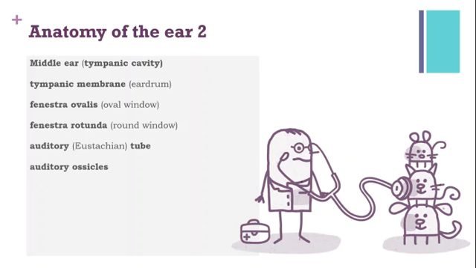Extending across the middle ear and attached to it by ligaments are three tiny bones called auditory ossicles: the malleus or hammer, the incus or anvil, and the stapes or stirrup.